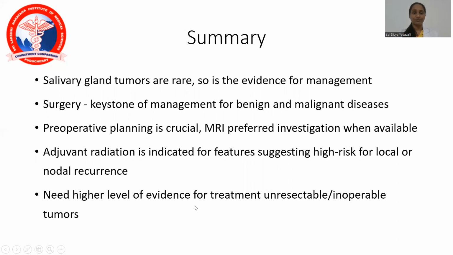So to summarize, salivary gland tumors in general are rare, and so is the evidence for management. The main keystone of management for both benign and malignant diseases is surgery. Preoperative planning is crucial, with MRI as the preferred investigation whenever available. Adjuvant radiation is indicated for features suggesting high risk for local or nodal recurrence. There is a need for a higher level of evidence for treatment of unresectable or inoperable tumors.